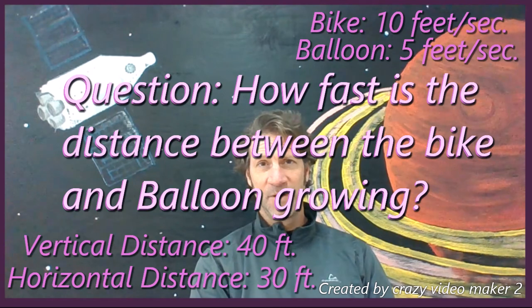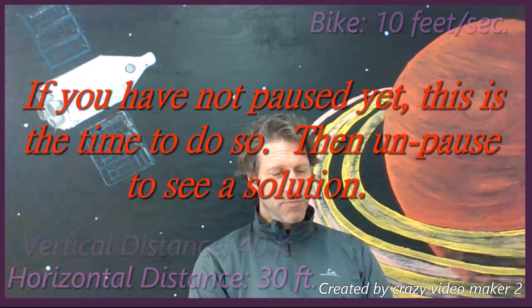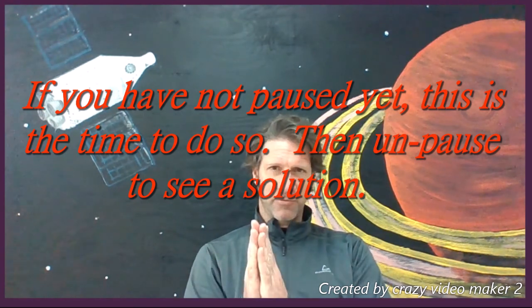So, to solve this problem, we want to realize that because the bike was directly below the balloon, the balloon's going straight up, and the bike's going straight sideways, we have a right triangle that's getting built here. And the hypotenuse of this right triangle is the thing we're actually talking about.